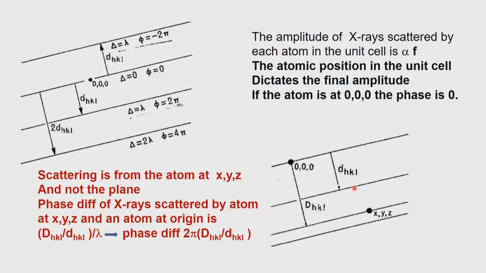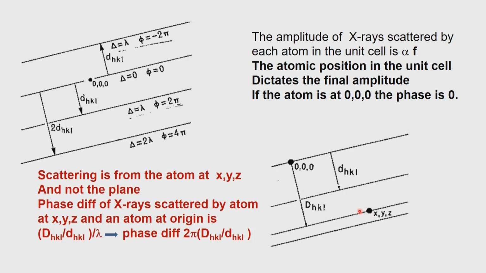So, the diffraction spot we get is from d of HKL, it is not coming from the XYZ position, but the scattering is done by XYZ. And therefore, we have to consider d of HKL divided by this d of HKL slash lambda as the path difference, and therefore, the phase difference will be 2 pi d of HKL by small d of HKL. And so, we can calculate the corresponding phase difference associated with the atom being at some position XYZ with respect to the plane.